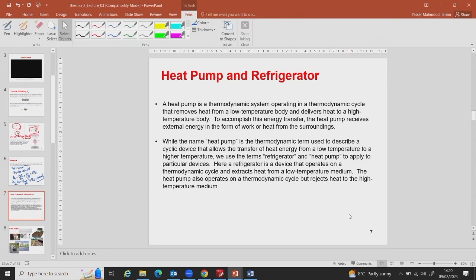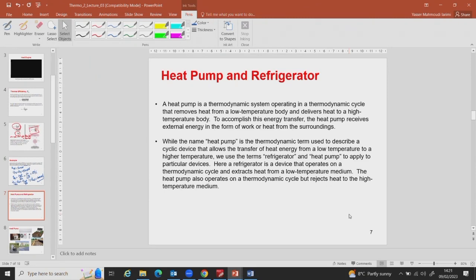Yes, so naturally it doesn't happen. But this is actually what we do in heat pumps and maybe in refrigerators. So what does it do? It gets the energy from a low temperature medium inside the fridge, if you imagine, and delivers it to the kitchen, which is hotter, right? But it doesn't happen naturally.